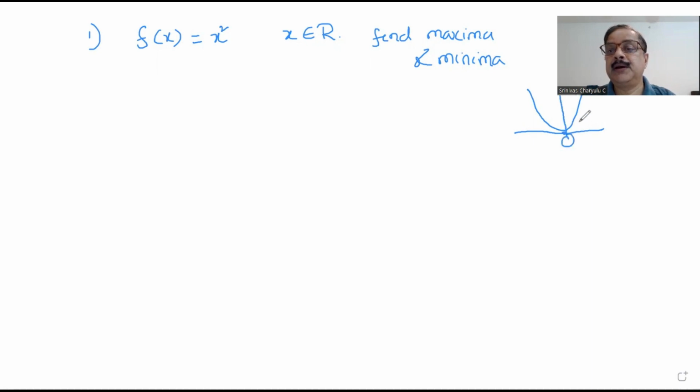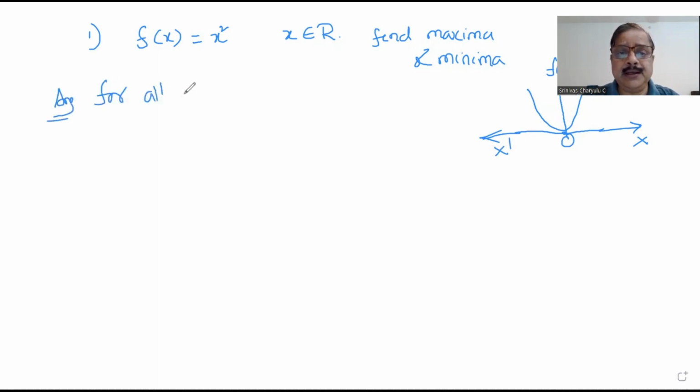This is the origin and it is positive. This side and this side, the y values, f of x is always positive in this. That point we should remember. In all the intervals, it is positive. So here what I do is, for all x belonging to real numbers, f of x is positive. First point we should write this.